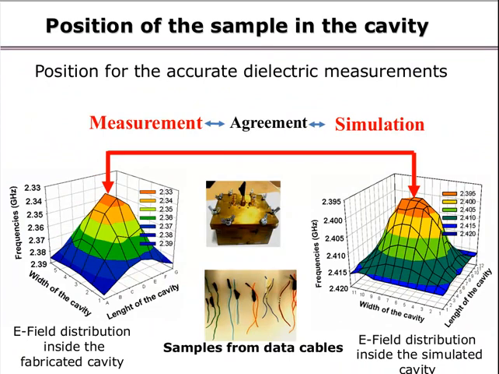The field distribution inside the simulated and the fabricated rectangular resonant cavity are shown on this slide. An agreement between the field distribution was established, so all the samples measured were placed in the position of the maximum electric field. As shown in the picture below the cavity, the dielectric tested were the samples of materials extracted from the data grade cables.